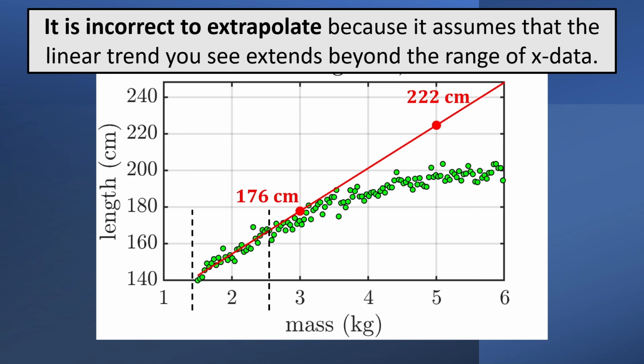In the example I used in class, I imagine that if we were to collect more data, we might see that the trend actually isn't linear. It starts to level out. And you can see how bad the predictions would be, especially for 5 kilograms. If we were to extrapolate using the model equation, 5 kilograms gives a prediction of 222 centimeters in length. You can see that's very far from the actual observations. So extrapolation is not to be done.